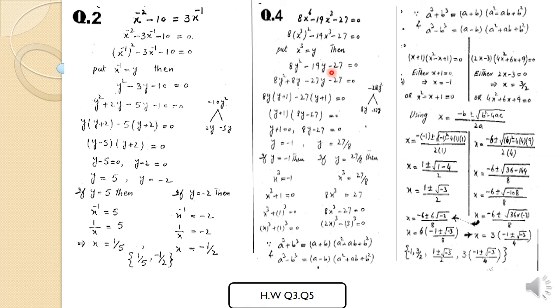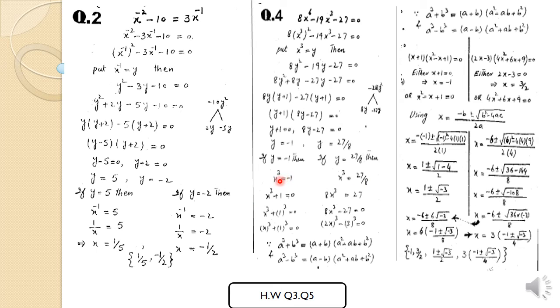Now student, factorize this equation, then factorizing this equation we will get this term. Then simplify more, and after simplification you will get y equals -1 and y equals 27/8. So if we put y equals -1 in this equation, x cube equals -1, and the second value is 27/8, so we write x cube equals 27/8.